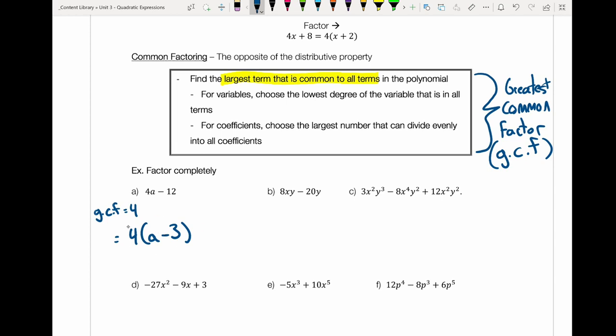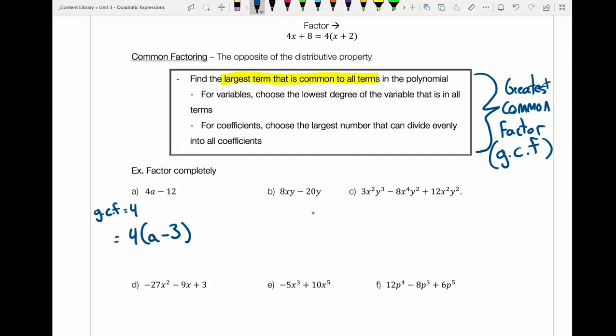And I should be able to see here that if I wanted to expand this, I would end up back with what I started with. So again, this is factoring. We're basically reversing or going back to distributive property. So I need to find what number would be outside of the bracket and then what would be inside the bracket.